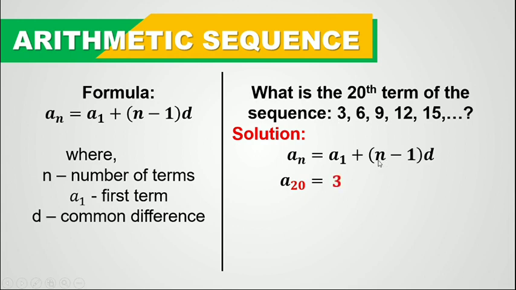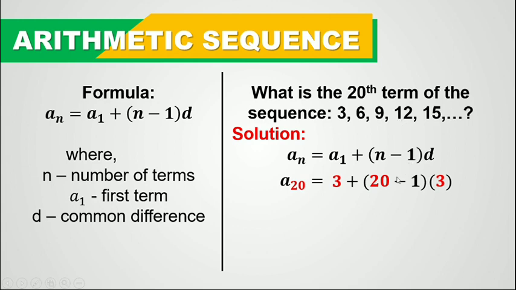And then, copy this one. So plus n minus 1, where n is 20, minus 1. And then d is the common difference. How are you going to find the common difference? All you need to do is subtract any two consecutive terms. So 6 minus 3, that's 3. 9 minus 6, that's 3. 12 minus 9, that's 3. 15 minus 12, that's 3. So the common difference is 3.